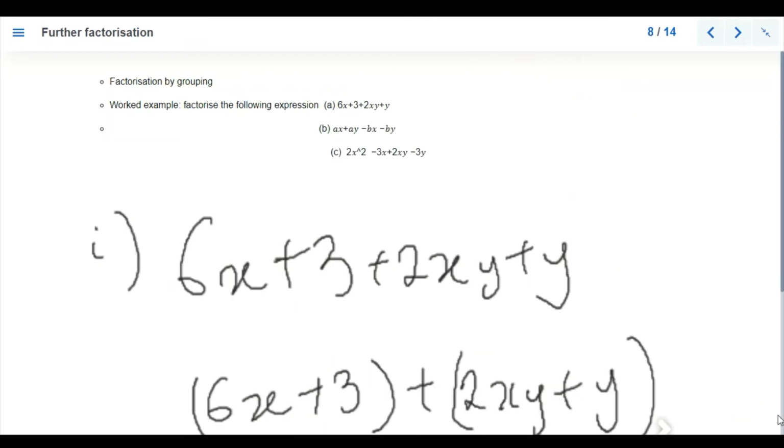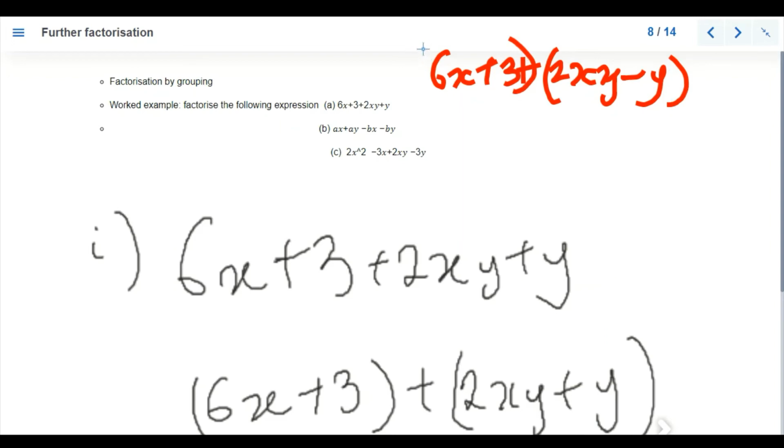Now let's look at the first worked example we have under factorization by grouping. When we have to factorize by grouping, that implies that we have to arrange the given expression in pairs, and we look at the common numbers or variables that are common to the pairs that have been arranged. So let's look at the first one, which is 3x plus 3 plus 2xy plus y. So let's put it in pairs. We have this in brackets.